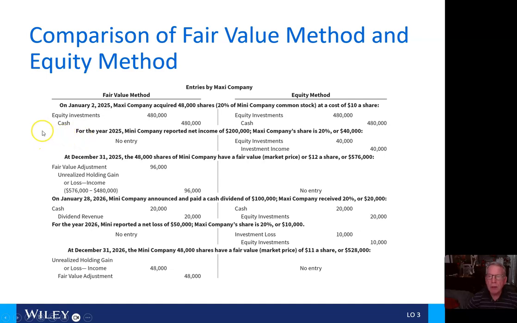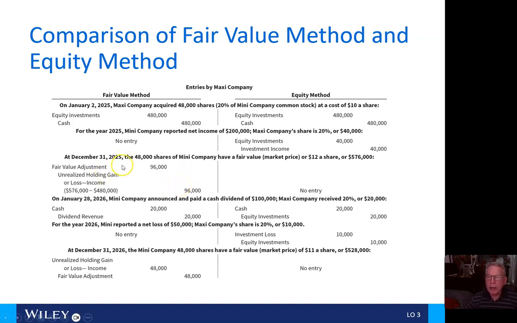For the year 2025, Mini Company reports net income of $200,000. So Maxi's share of that, 20% of $200,000, is going to be $40,000. Under the equity method, we're going to record a debit to equity investments and a credit to investment income. Whereas under the fair value method, we did not make any journal entry for that.